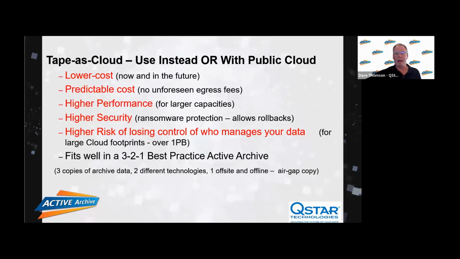We can do rollbacks based on data stored. So even if your data is corrupted online, we can actually roll back to a position before that actually happened. And then, of course, we're talking about significant risk to organizations that have very large capacities over a petabyte stored in cloud, particularly if those organizations were to fail or decide to go out of business. How do you now get your data back in a timely manner?